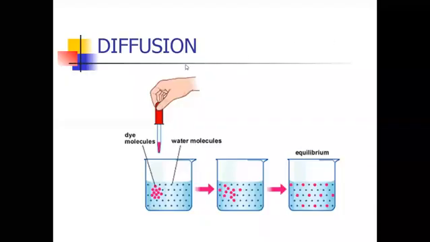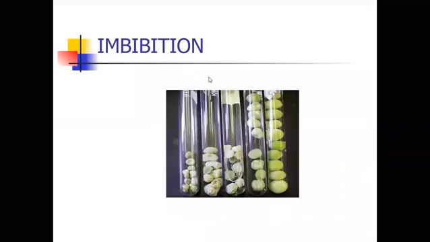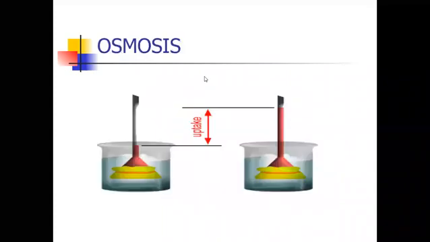In water relations, water is absorbed by plants in three ways. One is diffusion, second is imbibition, third is osmosis.